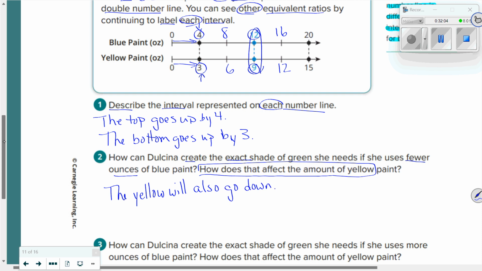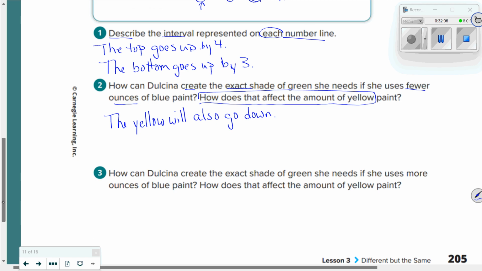Okay? How can she create the exact shade of green she needs if she uses more blue? How does that affect the amount of yellow? Again, so really that second part of our question. If I'm using more blue paint, what happens with yellow? The yellow will also go up.